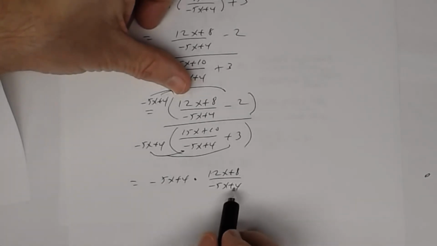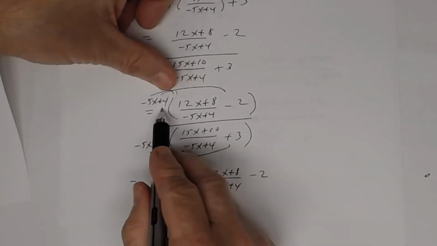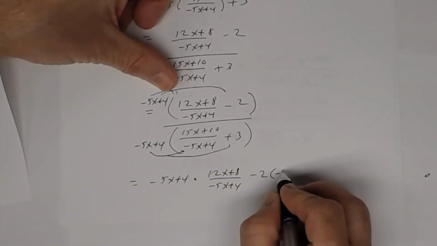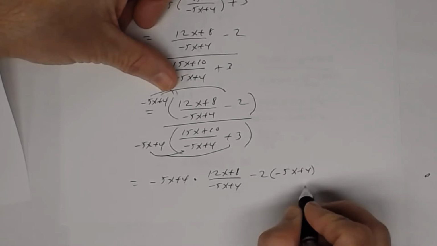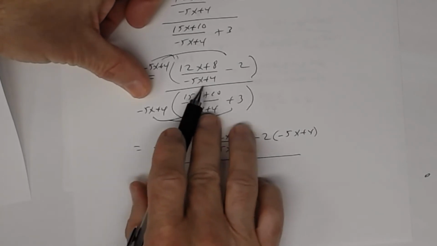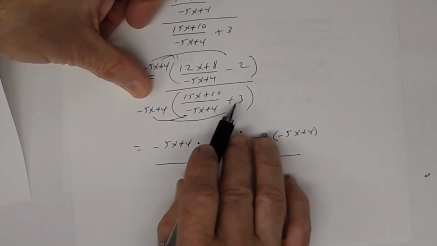Remember, if you're doing this correctly, those are going to divide out. They're the same. Minus 2 times, and negative minus 2 times this LCD as well. So don't forget to do that. Negative 5x plus 4, all divided by, and do the same thing here. Negative 5x plus 4 times this first fraction, and then negative 5x plus 4 times 3.